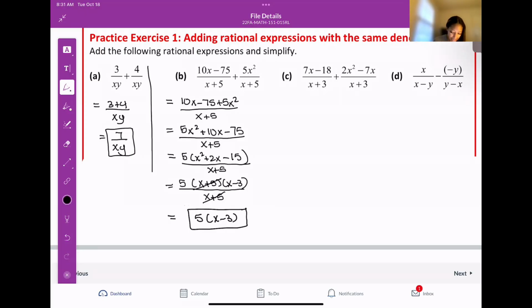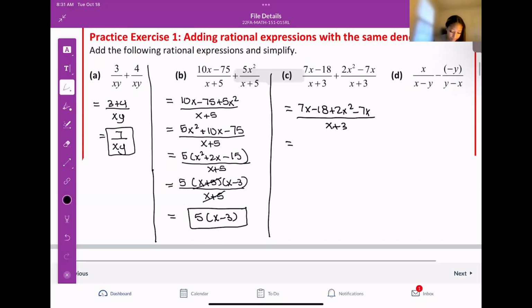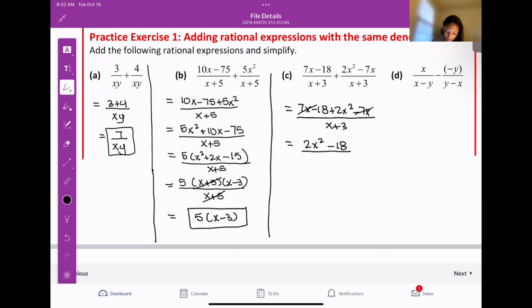All right, next problem. For C, we have 7x minus 18 over x plus 3 plus 2x squared minus 7x over x plus 3. We add the numerators, 7x minus 18 plus 2x squared minus 7x, and write that all over x plus 3. Let's see, our numerator simplifies to 2x squared plus 7x minus 7x, so those 7x's go away, and we get minus 18 over x plus 3.